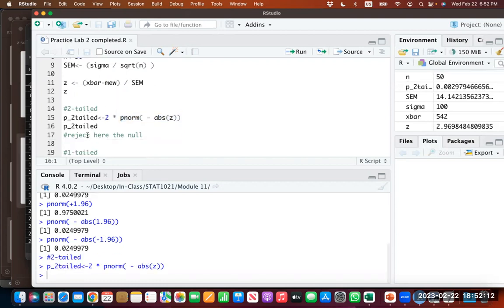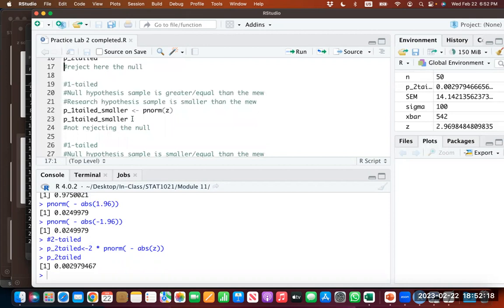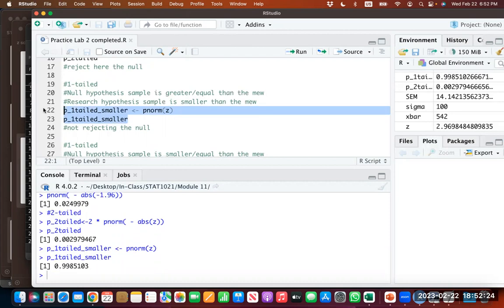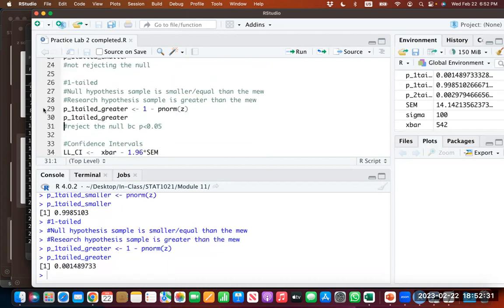Okay, so if you do this now as a two-tailed test, you basically get the 0.003 that we calculated before. If we do this in a one-tailed test, same principle applies. We get 0.09985. Same story for the smaller one.